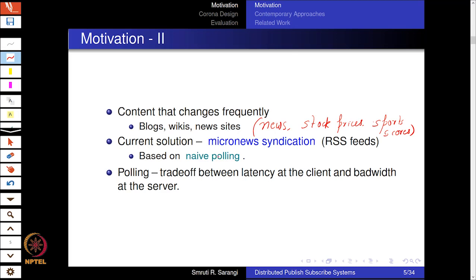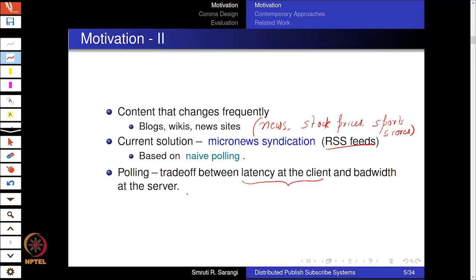So the current solution is using RSS feeds, as I just showed you on Times of India's website. It's called micro news syndication. So now there are many more sites that also give us short news briefs. So many of these sites like InShots and so on give us very short news briefs. But all of these are based on very simple polling. So there is clearly a trade-off between the latency perceived at the client and the bandwidth at the server.